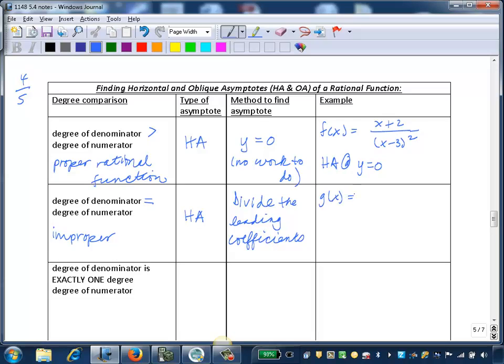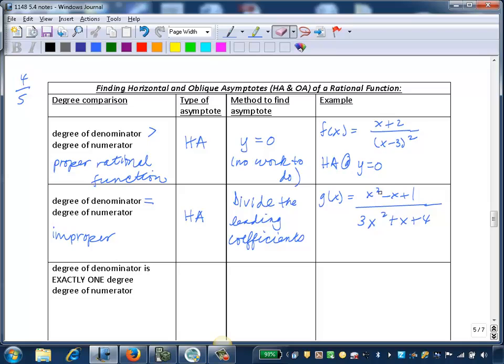So for example, if we have a function g of x equals x squared minus x plus 1 over 3x squared plus x plus 4. So in this case, we can see numerator and denominator are both degree 2. The degrees are equal. So if we look at the leading coefficient, so our coefficient of our leading term in the numerator is 1. We can see the leading coefficient in the denominator is 3. So if we divide these, we're going to get our horizontal asymptote at y equals 1/3.